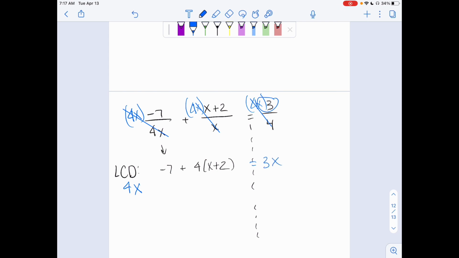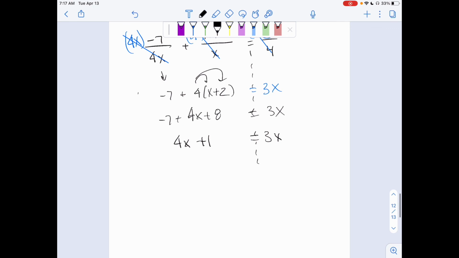3x. So now we just use our opposite operations. We simplify, we combine like terms. Combining -7 and 8 gets me 1. Let's get all my variable terms on one side. I need to divide both sides by -1, and I see that x equals -1.